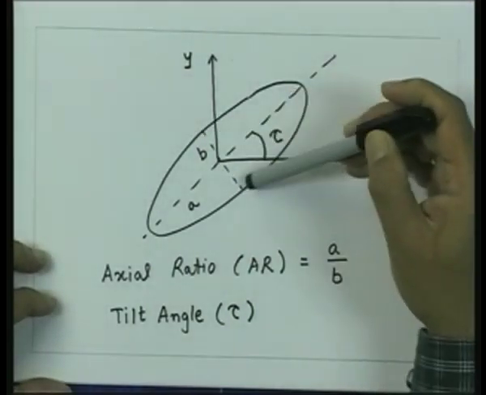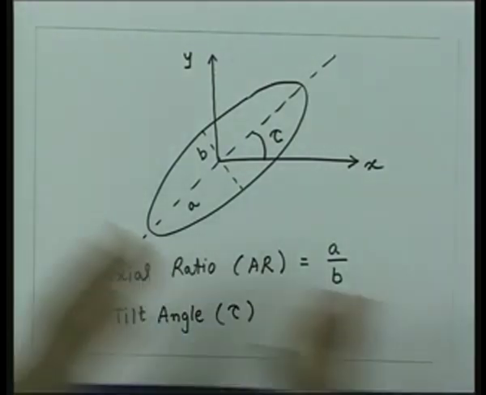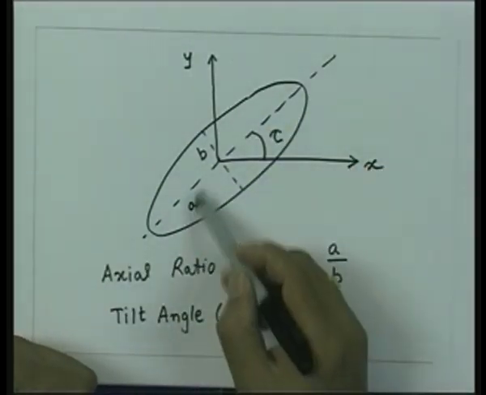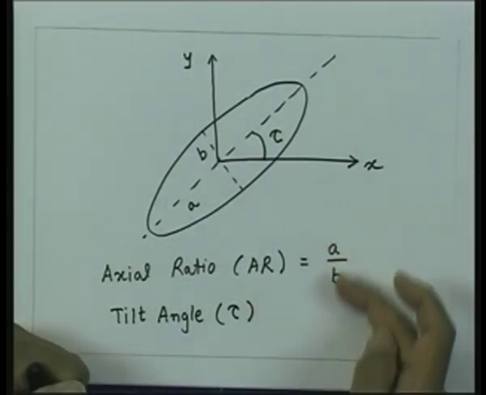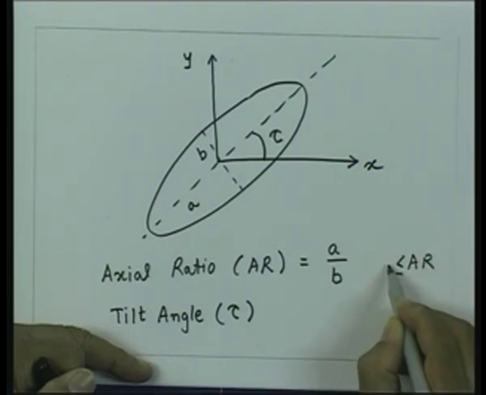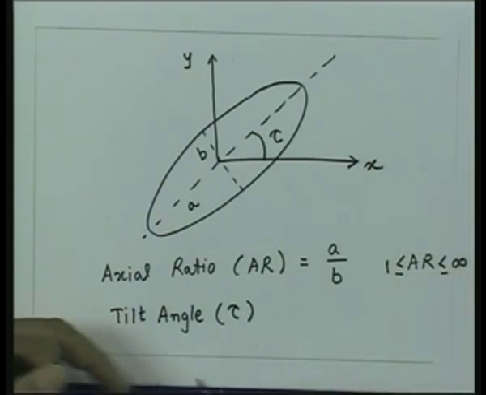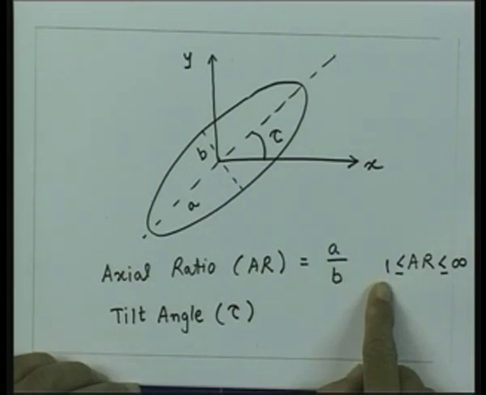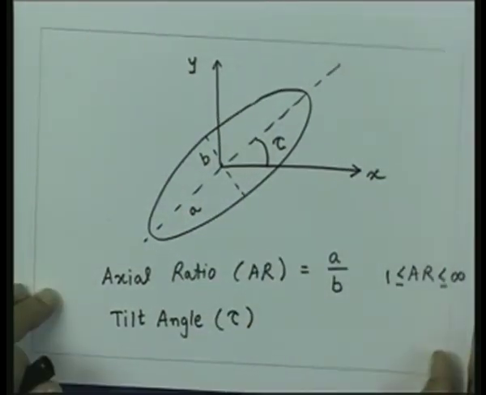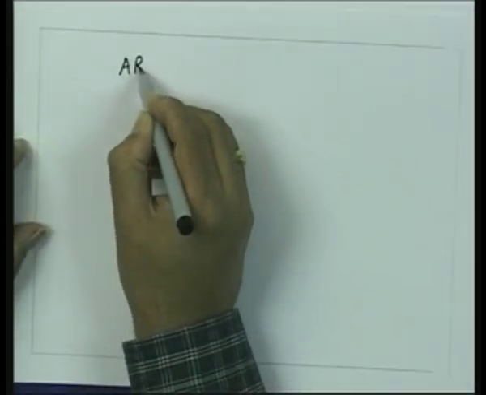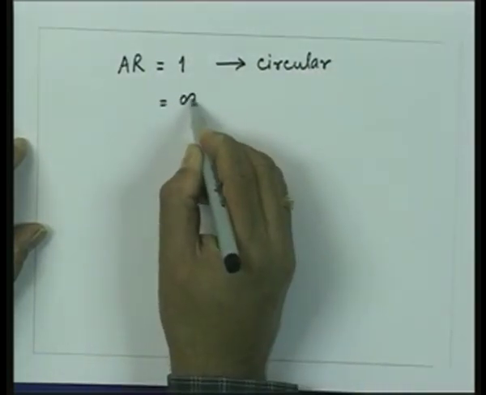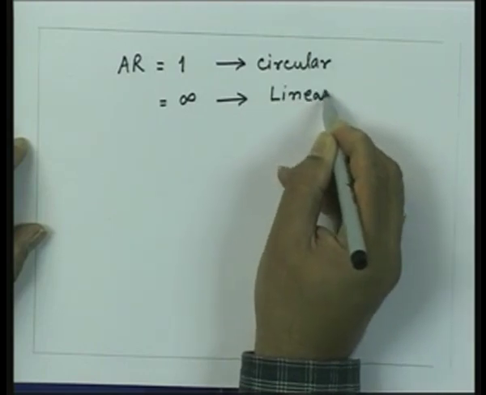Now, the extreme cases we have on A and B, as we saw, are that if the ellipse is compressed into a line, B will become 0. If it is stretched so that the ellipse becomes a circle, then A will become equal to B. So, this quantity A upon B can range from 1 to infinity. The 1 corresponds to circular polarization, and infinity corresponds to linear polarization. So, AR equal to 1 gives circular, and equal to infinity gives linear.